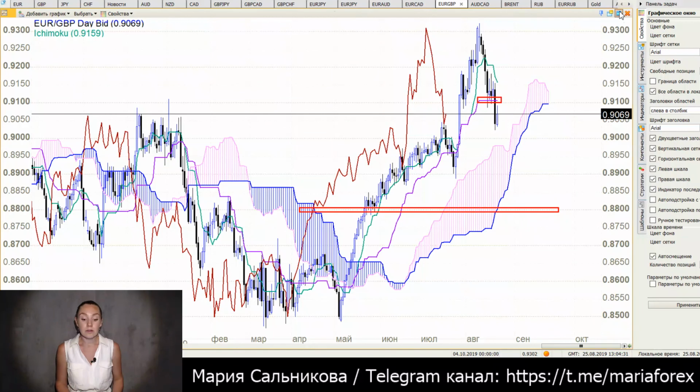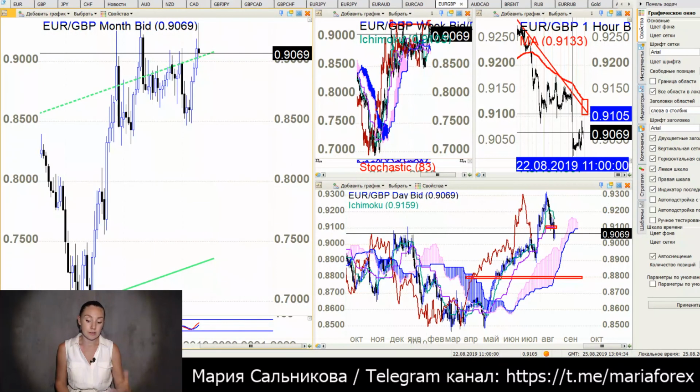And if you see this area 0.91, use it as an area to sell if 1 hour candle shows you a good seller near here.